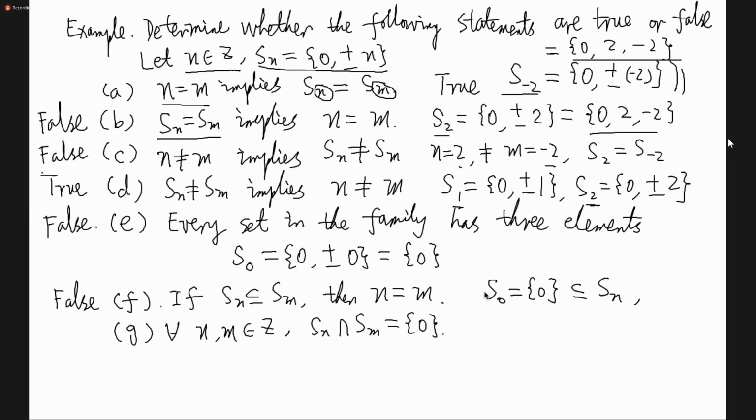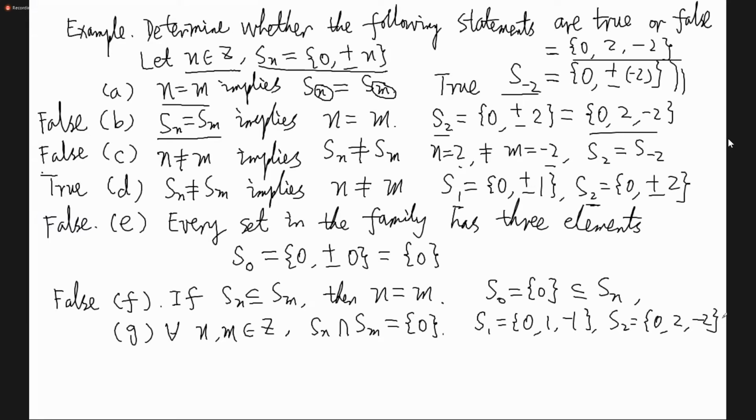Well, if you have a claim in this, I would say, for example, if you look at S1, this is 0, 1, -1. S2 is 0, 2, -2. So what is their intersection? 0. Yeah. Oh, I see. You're saying Sn intersection Sm equals that. I see. So that would be true. So is it true or false? Their intersection is 0, so that will be true.